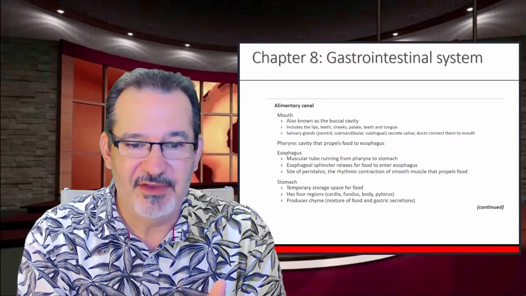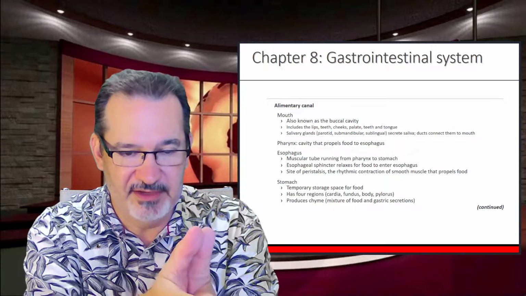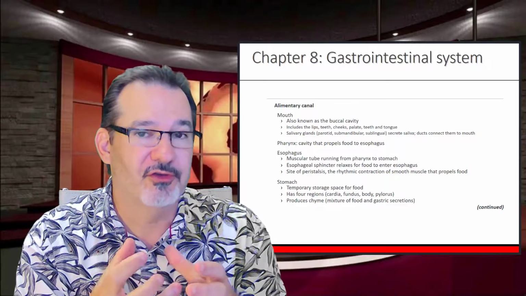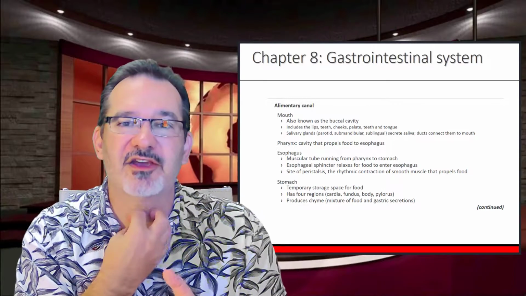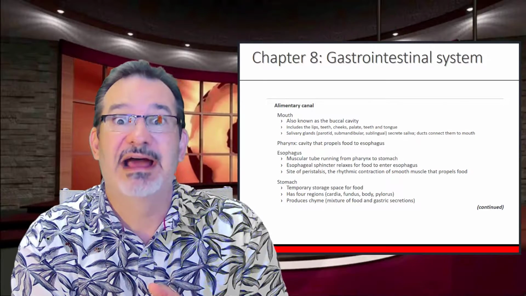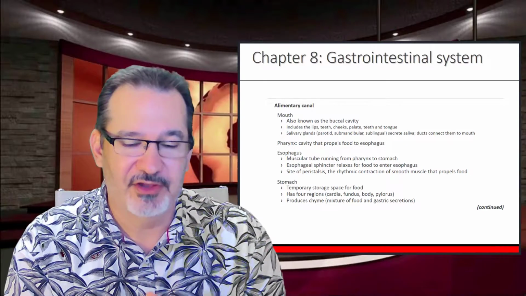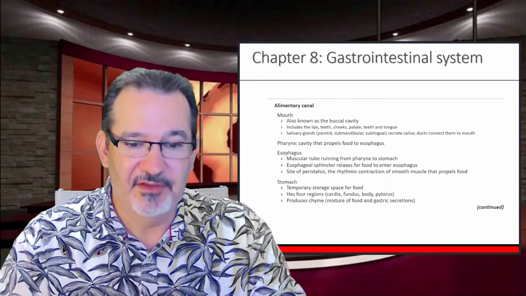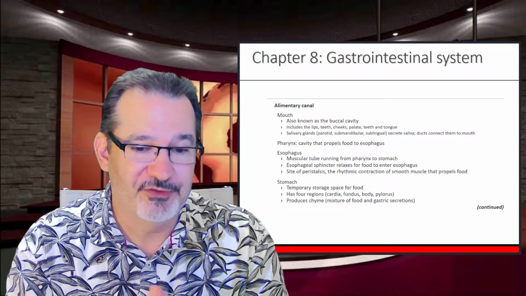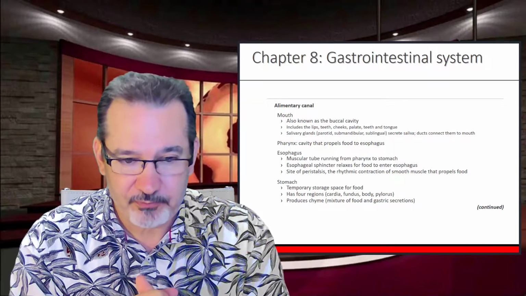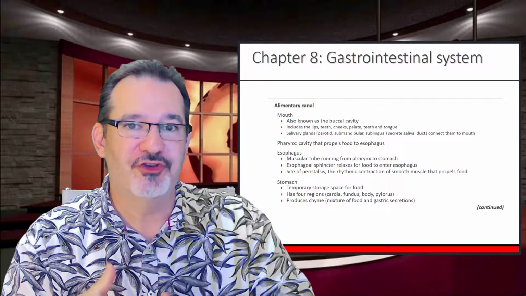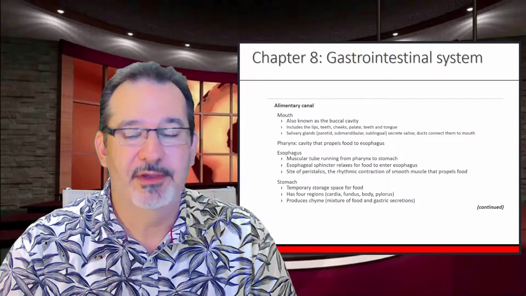Okay, and then the esophagus, the site of peristalsis. And peristalsis is this rhythmic contraction in the esophagus that pulls food down to the stomach. Okay, so that's called peristalsis. All right, and then the stomach, which is the temporary storage place for food, and that's where it mixes with gastric secretions to help break things down.